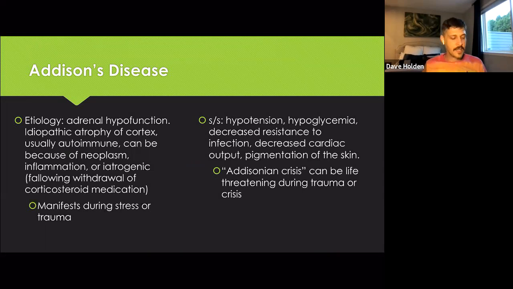Okay, so on the topic of adrenal gland disorders, first one we're going to talk about is Addison's disease. So Addison's disease is adrenal hypofunction. We are not producing enough. This is idiopathic atrophy of the cortex, so the outer layer.